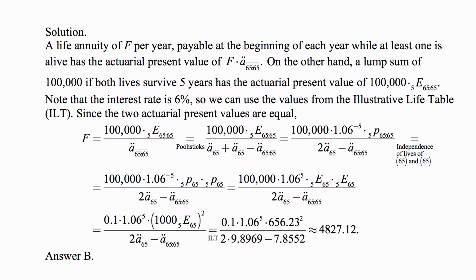And since these two actuarial present values are equal, if we set them equal, then F will be equal to 100,000 times 5E65:65 divided by ä 65:65 with a bar above it, indicating an annuity paid until the second death. And now we use Pustek's that tell us that the annuity paid until the second death plus annuity paid until the first death is equal to the sum of the two individual life annuities.